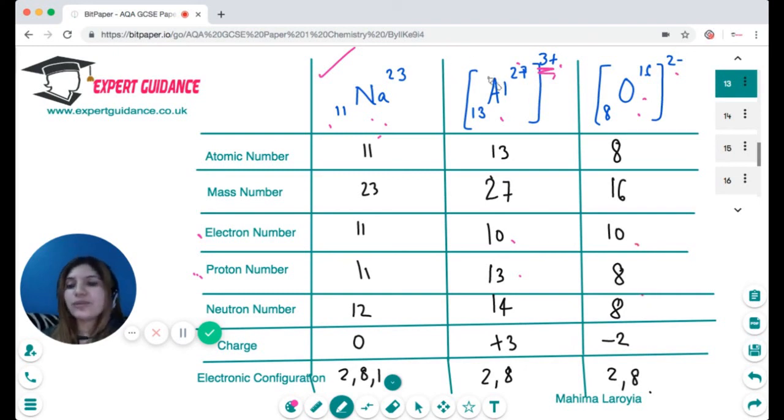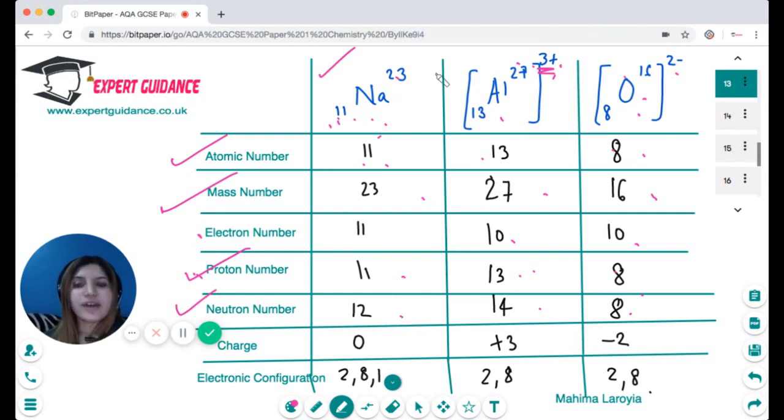Now you will follow the same tactic. The bottom number is the atomic number. So I've put 11, 13 and 18 in all the 3 boxes. The top number is the mass number. So 23, 27 and 16. The proton number is always the bottom number. So that is 11, 13 and 8 for all of them. And neutron number is the top number take away the bottom number, which is 12, 14 and 8.